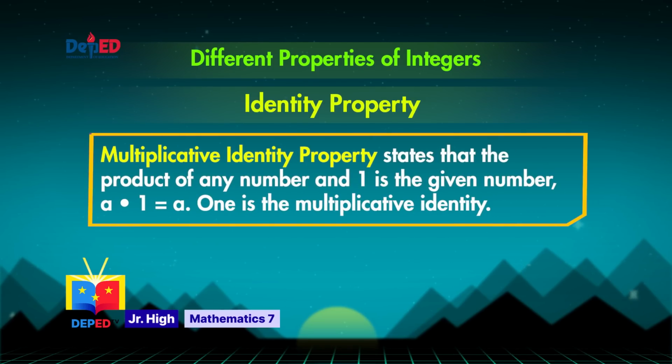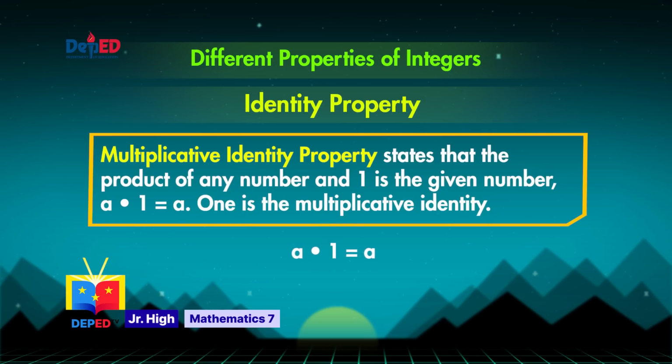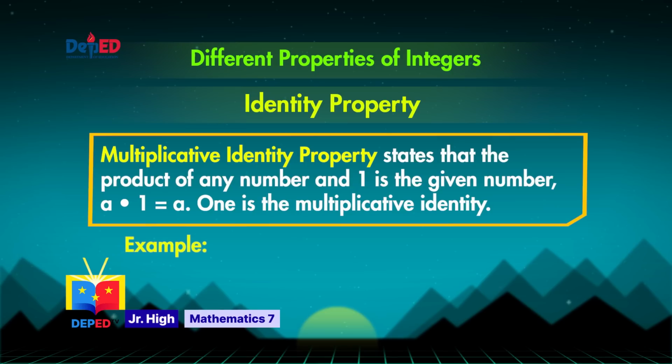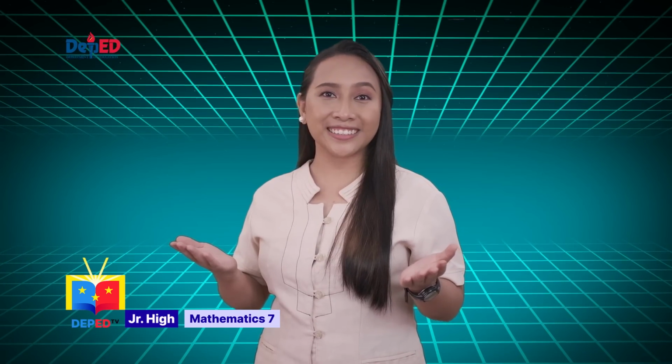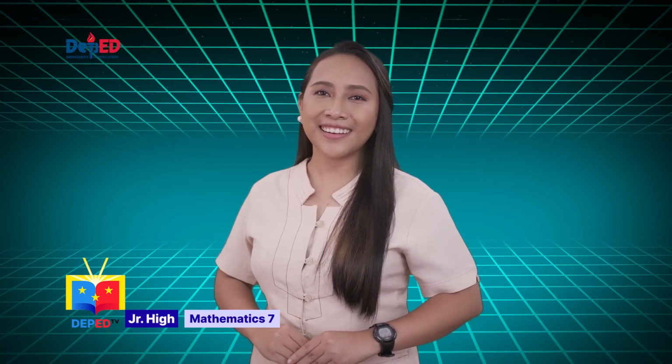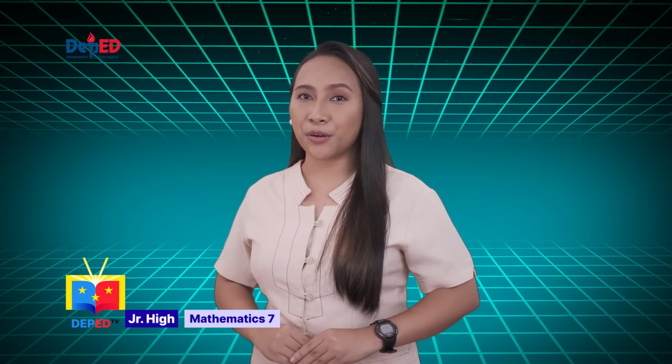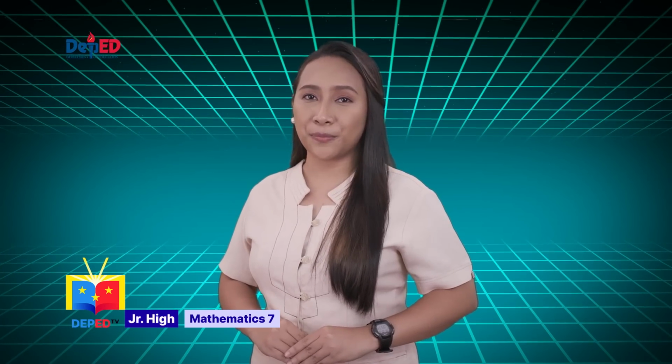The multiplicative identity property states that the product of any number and 1 is the given number. A times 1 is equal to A. 1 is the multiplicative identity. For example, 12 times 1 is equal to 12. -32 times 1 is equal to -32. Easy, right? Just remember, any number added to 0 and any number multiplied by 1, the answer will be the number itself.